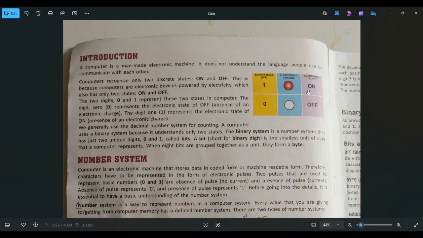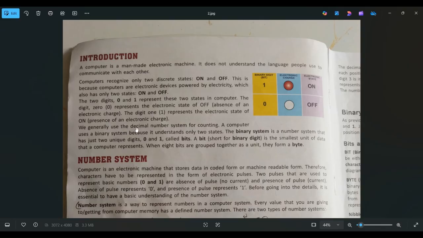So how does the computer understand? It understands by the binary digits, like a one. So one represents the on state, zero represents the off state, as shown in this diagram. This is because computers are electronic devices powered by electricity, which has only two states, on and off. The two digits 0 and 1 represent these two states in the computer.